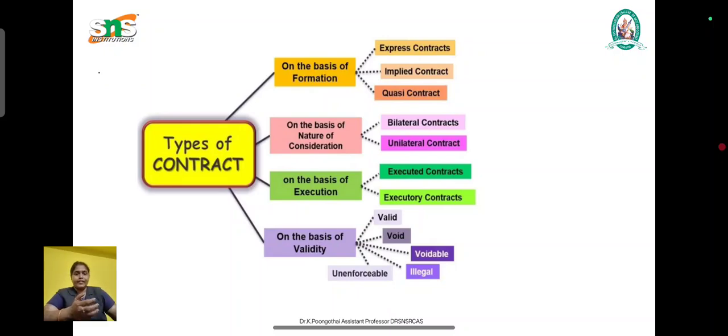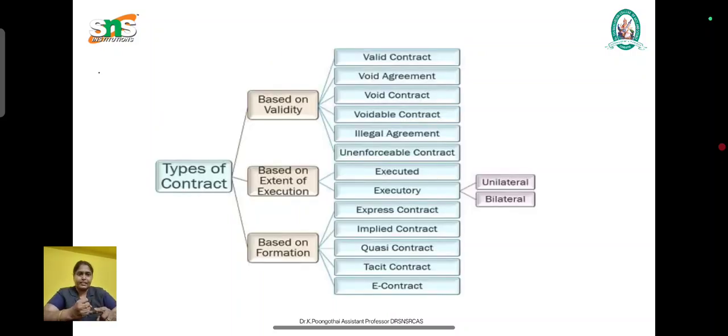So these are all the different types of contract. We have seen that based on validity: valid contract, void contract, void agreement, voidable contract and so on. Next, based on performance: executed contract and executory contract. In executory we have two types, one is unilateral and the other is bilateral. Based on formation we have express contract, implied contract, quasi contract, e-contract, and other contracts like commercial, employment and insurance contracts, etc.